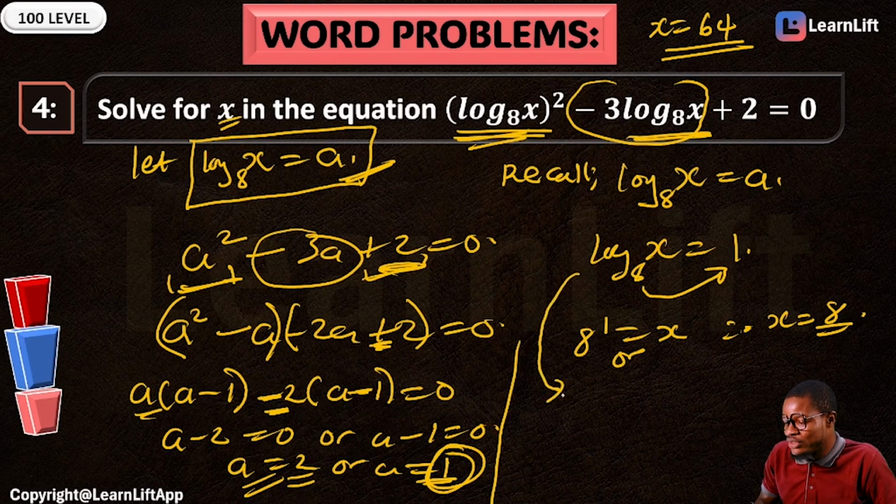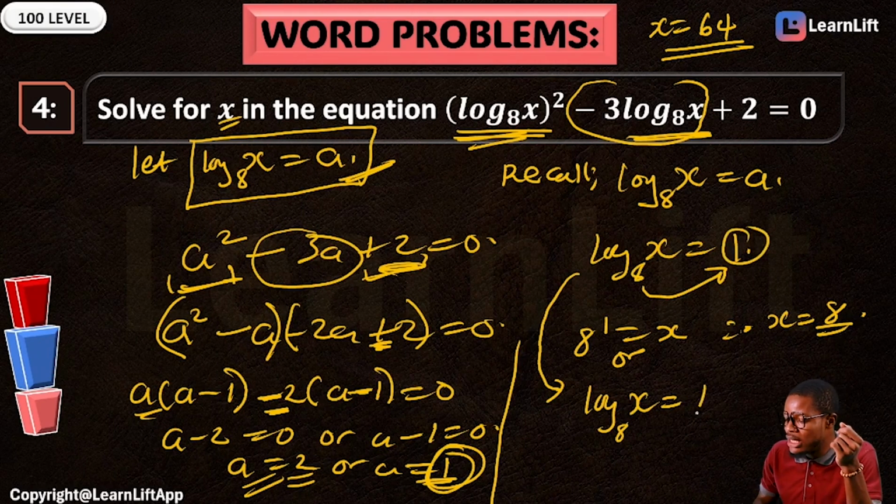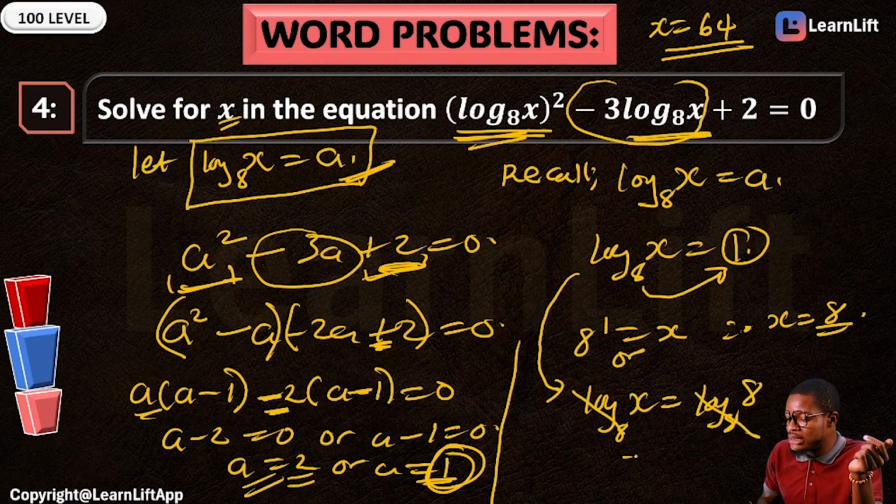This here is going to give us log base 8 of x is equal to 1. Convert this 1 to log base 8. Of course, that's log base 8 of 8. Log base 8 of 8, what is the answer? 1. Log base 8, we cancel log base 8. Therefore, your x is equal to 8, being the final answer.